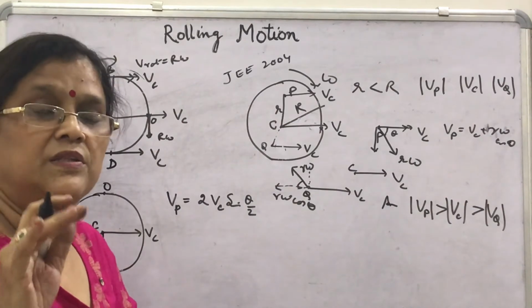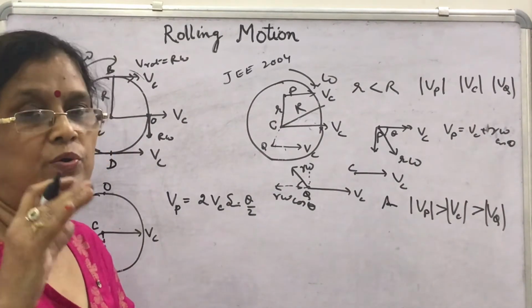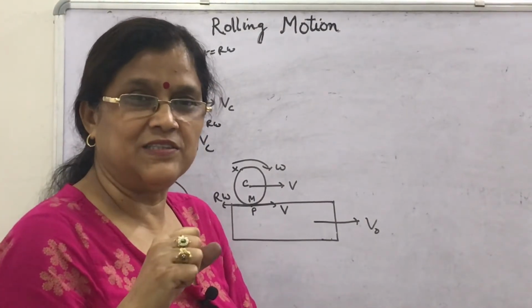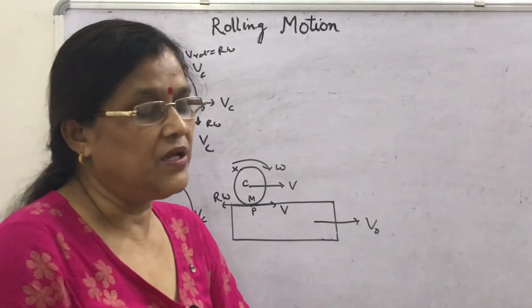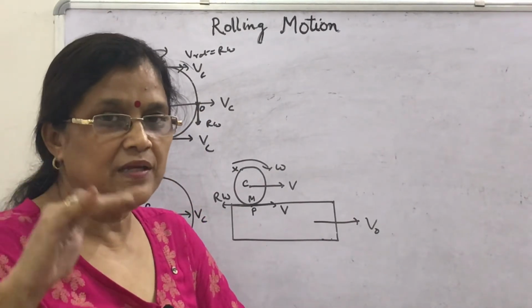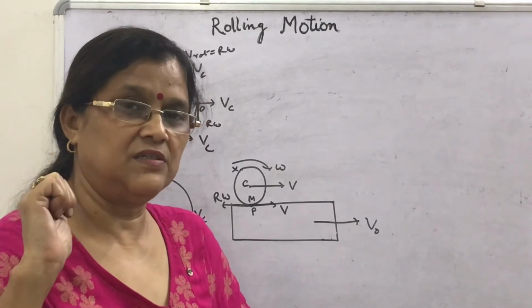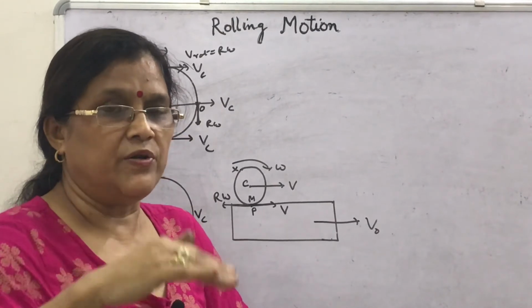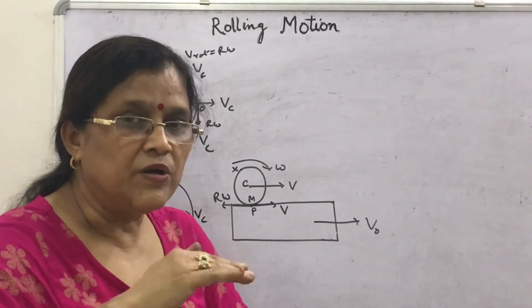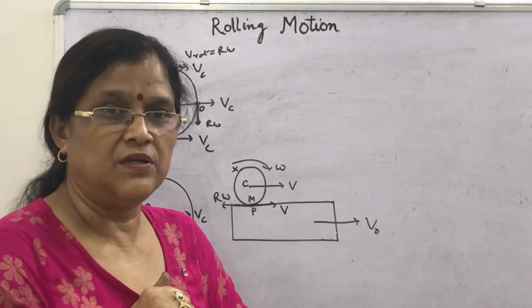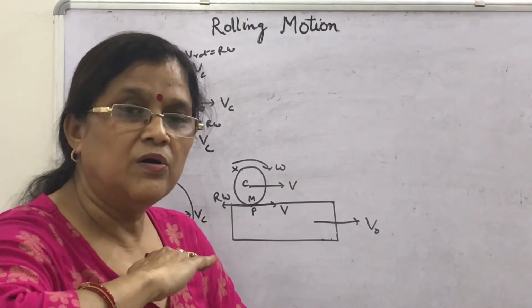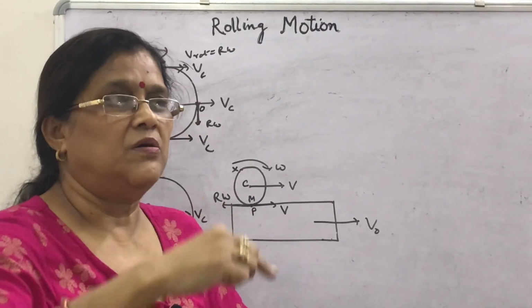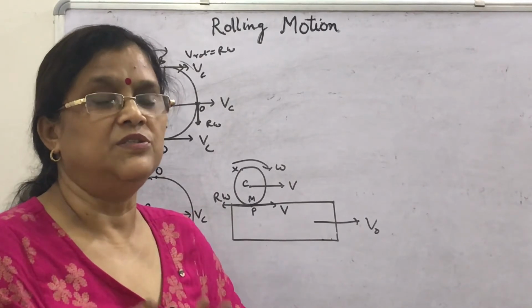Now we will see the case of pure rolling. Let us discuss what pure rolling is and its conditions. In case of pure rolling, the point of contact remains at rest. There should be no relative motion between the point of contact and the lowermost point of the rolling object. No slipping, no rubbing. At the point of contact, the lowermost point has velocity 0.